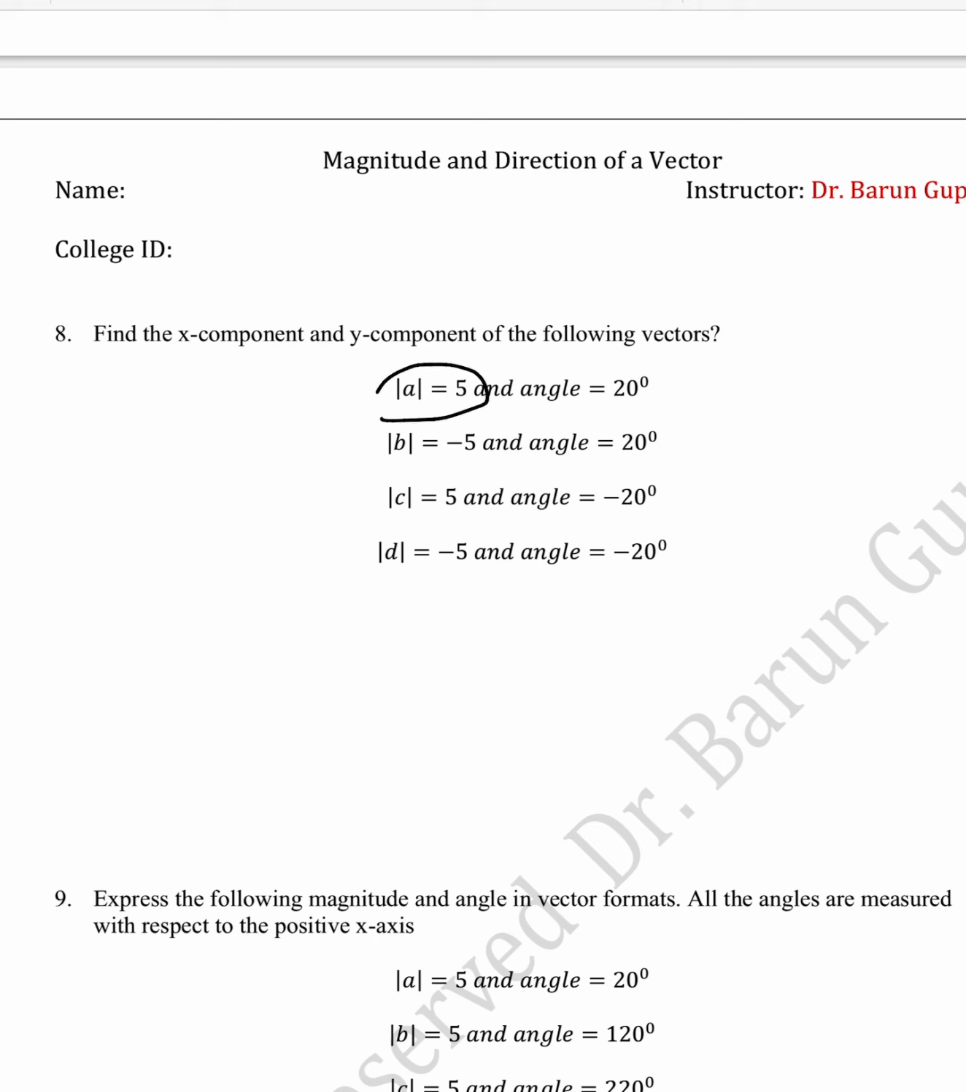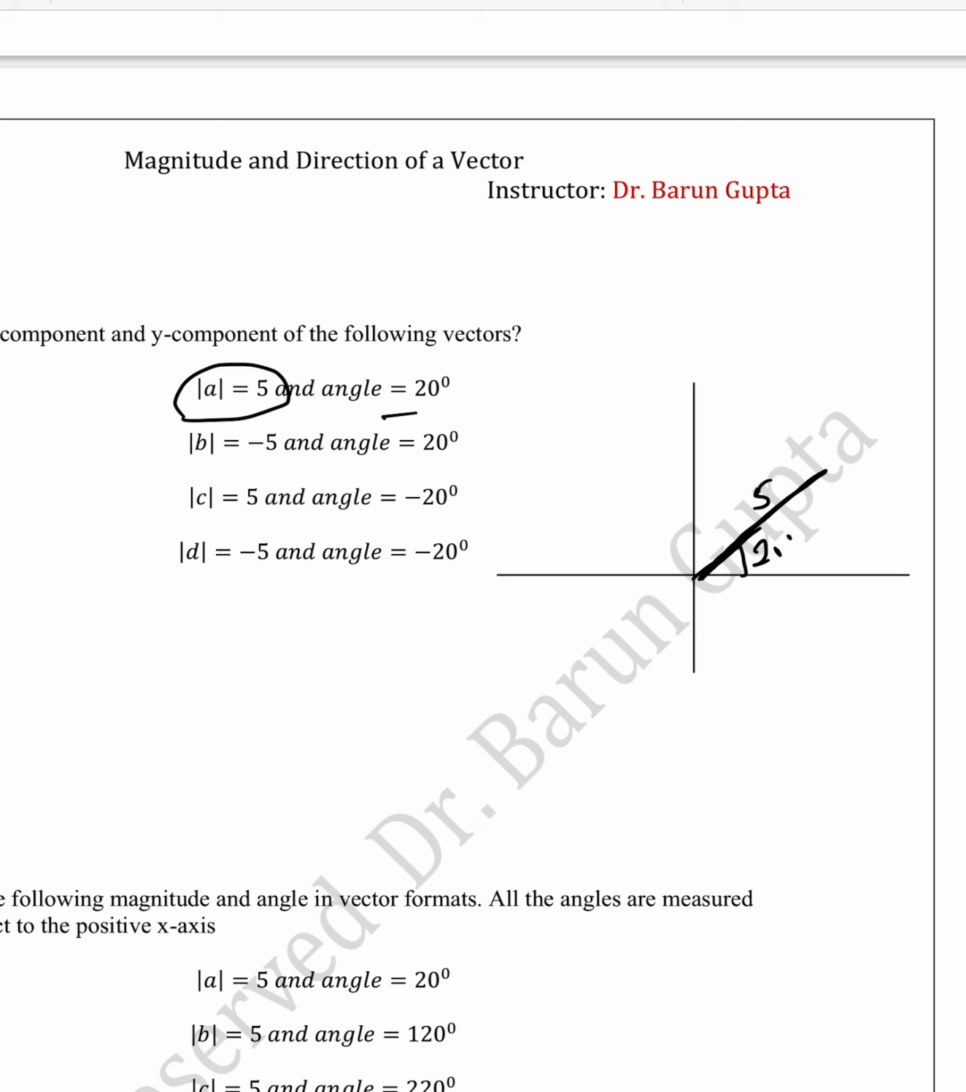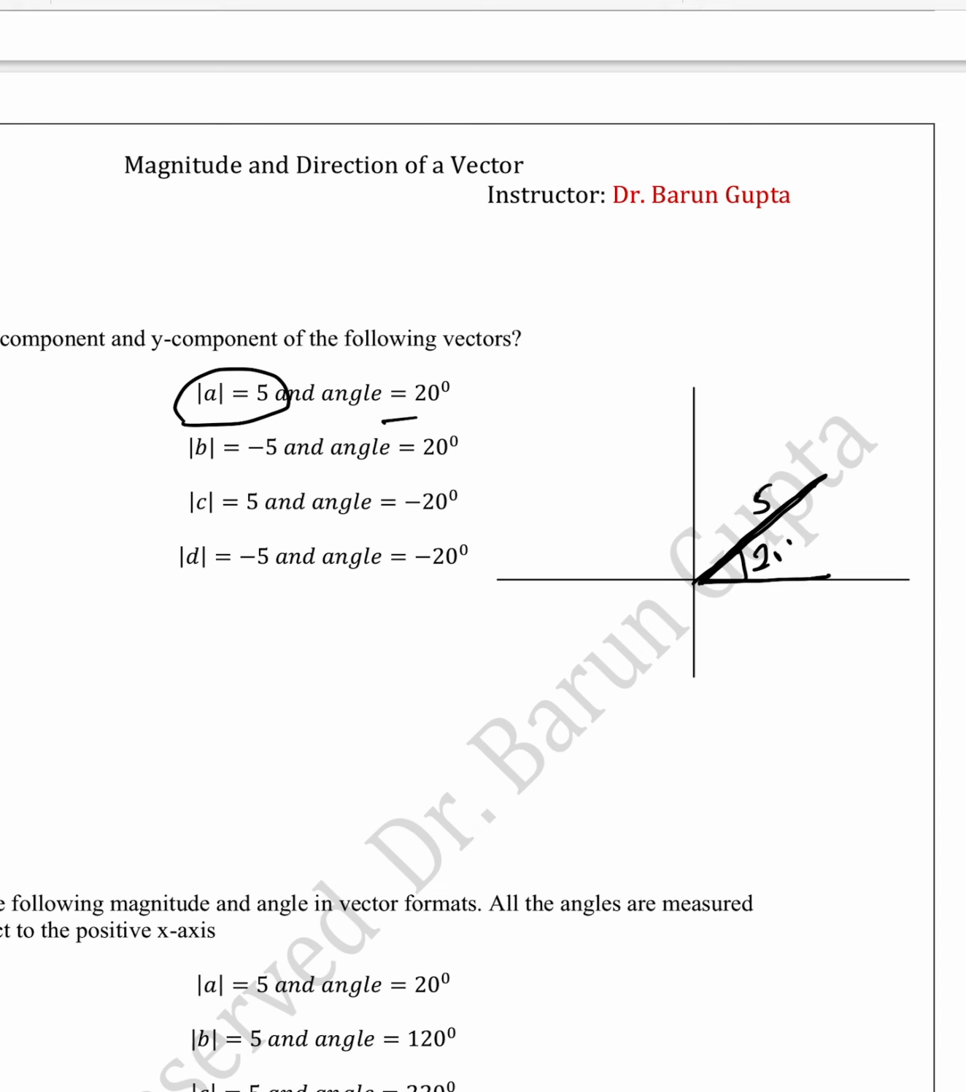So again, the magnitude is given, the angle is given. So first, be clear in your mind how we're going to represent this vector here. This angle is 20 degrees, so that means this must be in this direction. This angle is 20 degrees, and the magnitude is 5. So this length is 5. So what should be the x component again? This will be my x component and this will be my y component here.